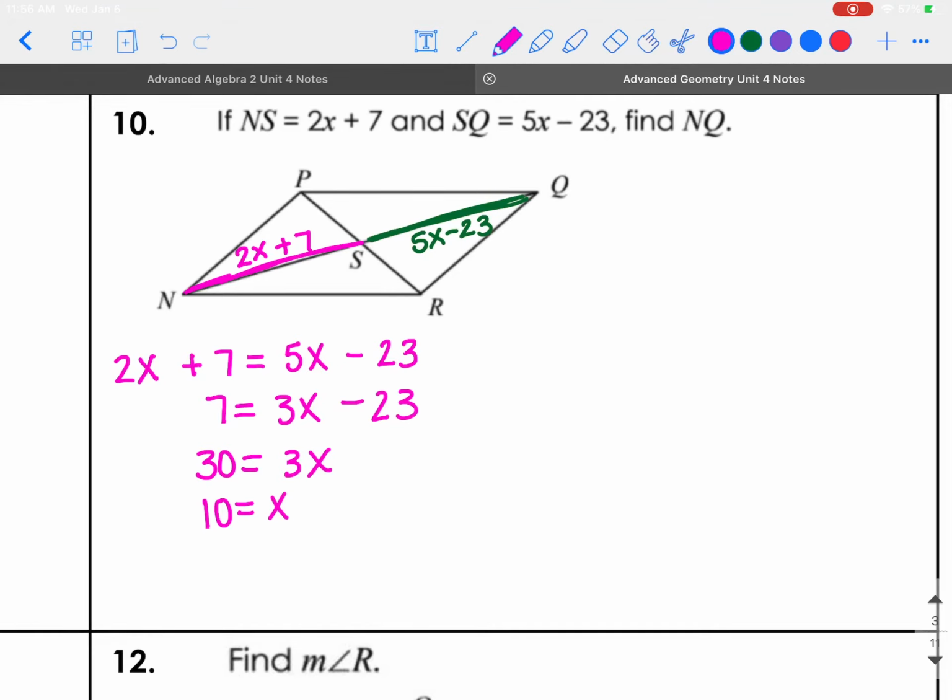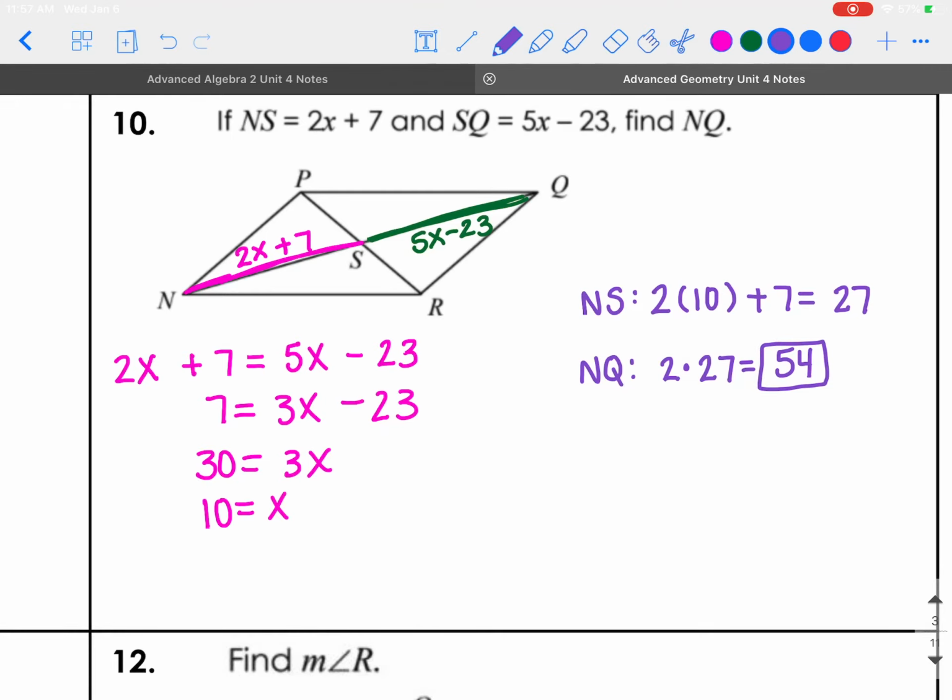This question doesn't ask for x, it asks for NQ. So let's see. NQ, well, if I find NS first, I can multiply that by 2. So 2 times 10 plus 7 is 27. And I know that NQ is 2 times 27, which is 54. You could have also just plugged in 10 for both of these x's and then added together. That would have worked too.